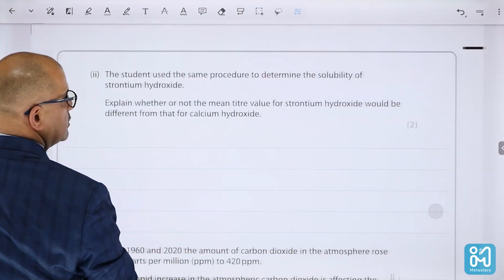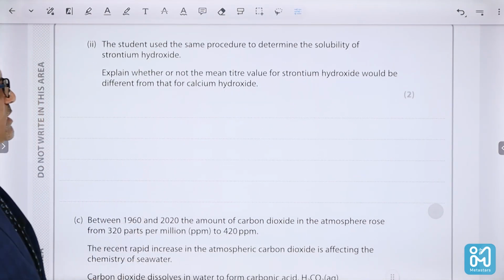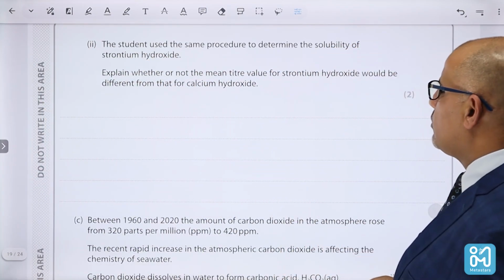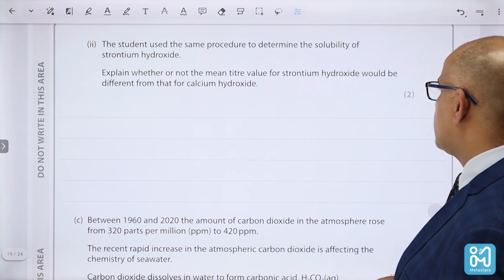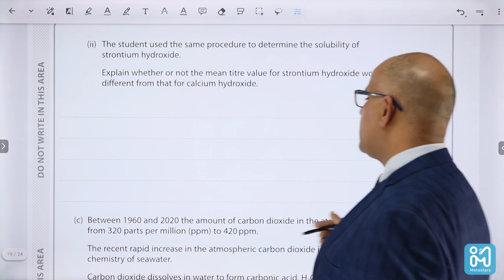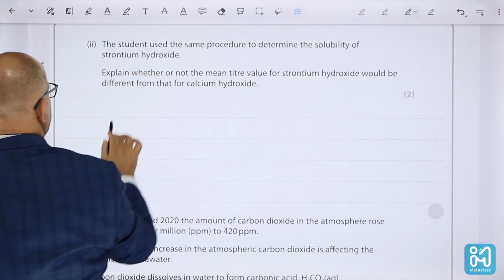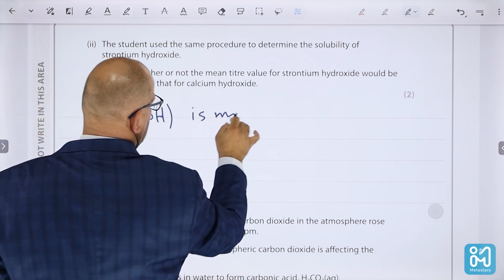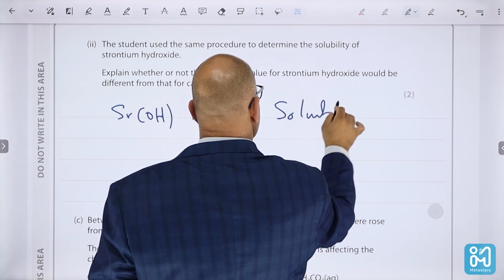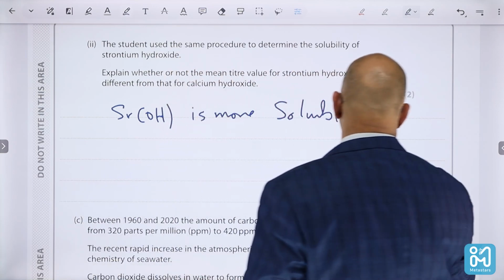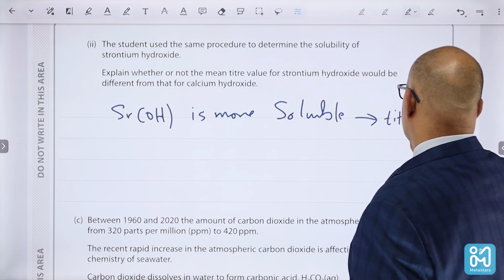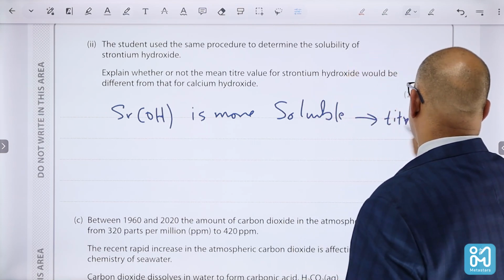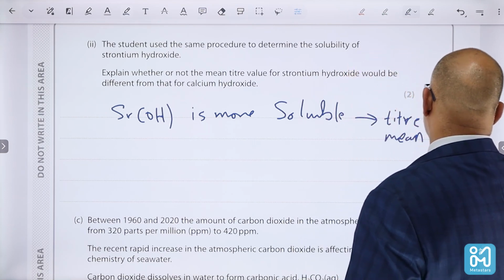Now, students use the same procedure to determine the solubility of strontium hydroxide. Explain whether or not the mean titer value for strontium hydroxide will differ. It will be larger since strontium hydroxide is more soluble. So it will be more. He's asking you if the mean titer will become larger.